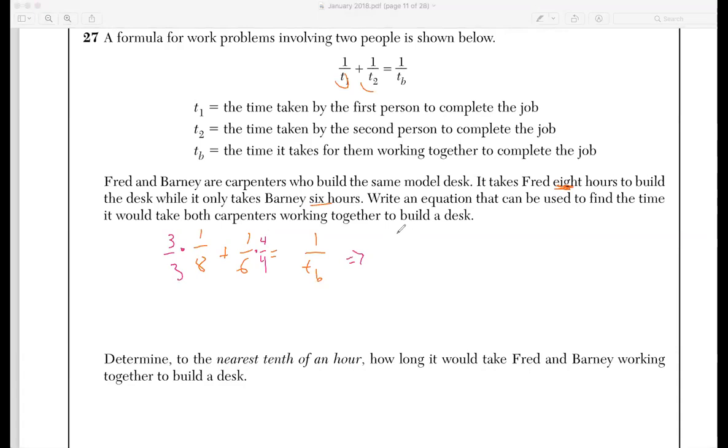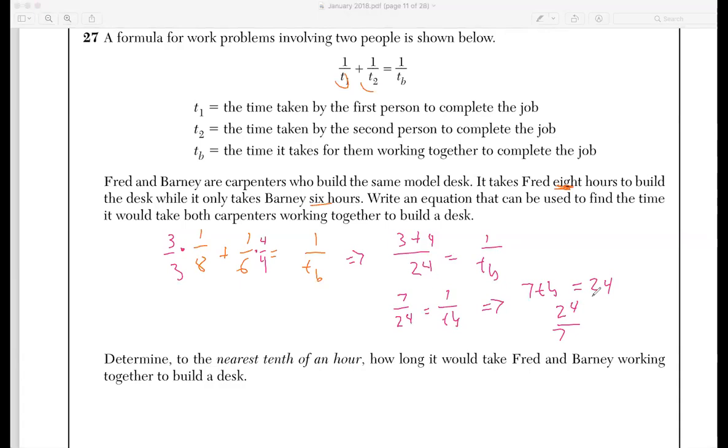So this is 3 plus 4 over 24 equals 1 over total build time. So 7/24 equals 1 over the total build time. Let's cross multiply here. So we get 7 TB equals 24. And the answer is 24/7.